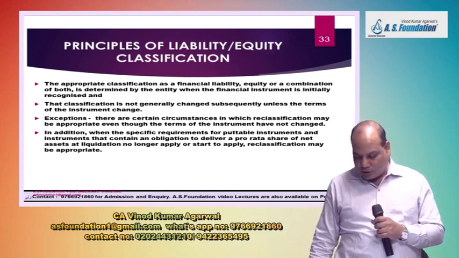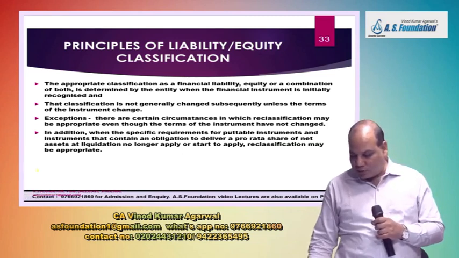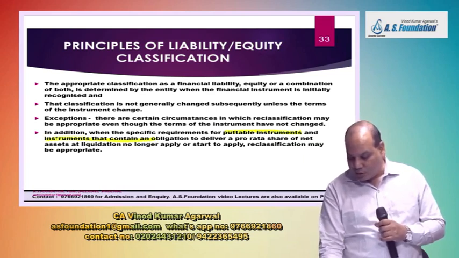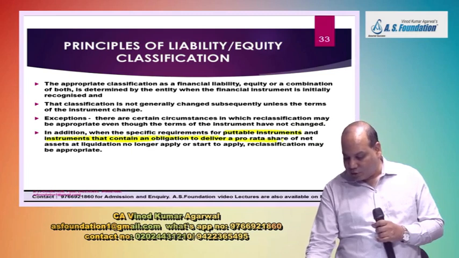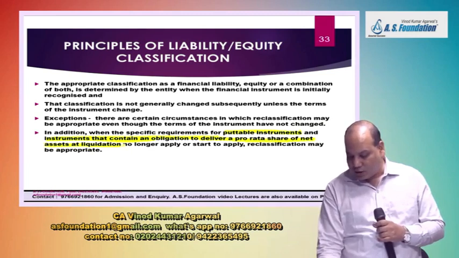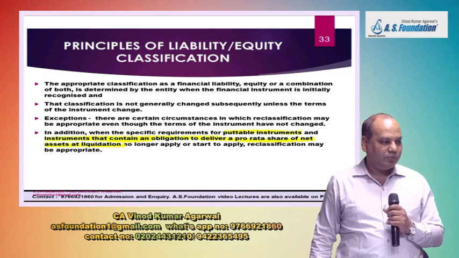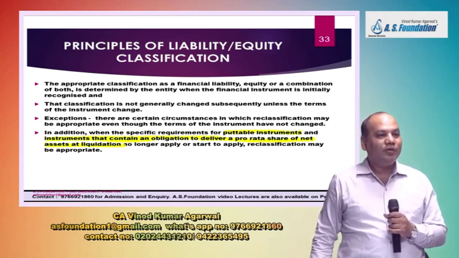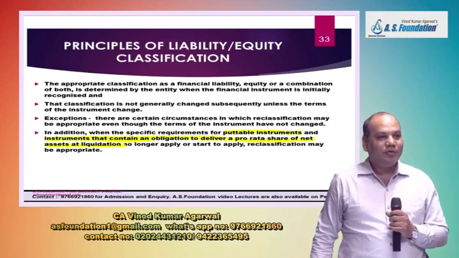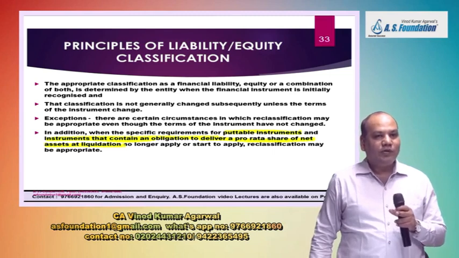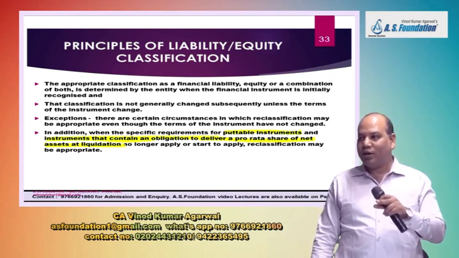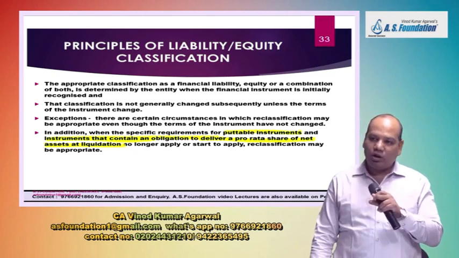This exception will come every time. Exception on puttable instrument and exception on instrument which require the entity to deliver pro rata share of net asset at the time of liquidation. Two exceptions will be there. They look like liability, but the standard says you treat them like equity. One is puttable instrument, second is instrument which gives rise to a right to claim pro rata share in the net asset on liquidation.